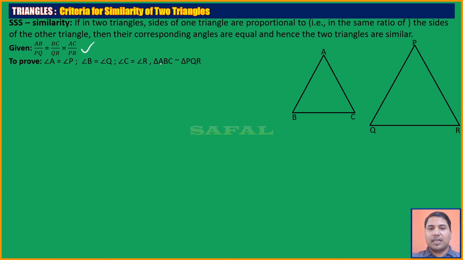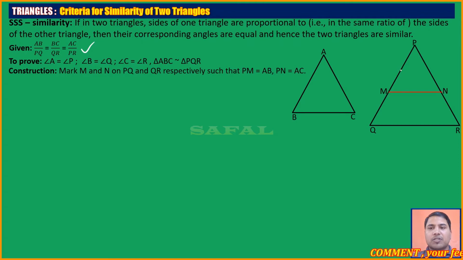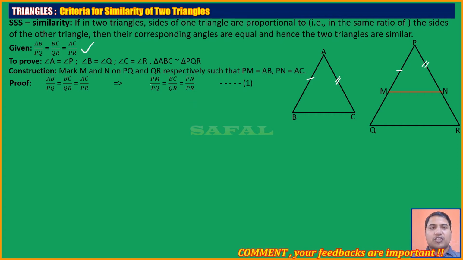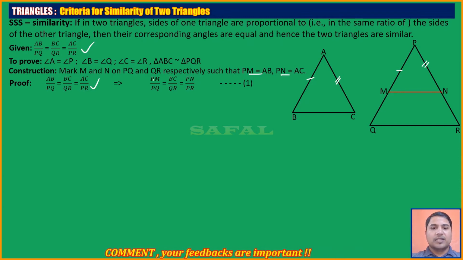So again a small construction I need to do. So that's what I have done. I need to take point M on PQ and N on PR such that PM is equal to AB and PN is equal to AC. So this is the small construction I am doing. Now what is given to us? AB by PQ, BC by QR and AC by PR are equal. This was given to us. Now by construction I can see that AB is equal to PM and AC is equal to PN. So that value I am replacing. In place of AB I have replaced PM, and in place of AC I have replaced PN.